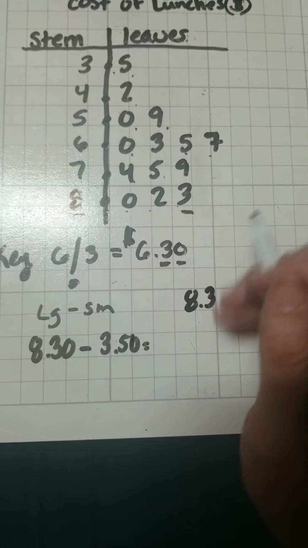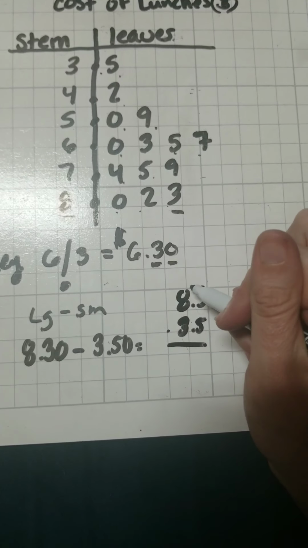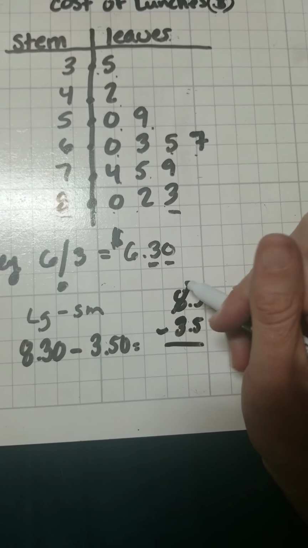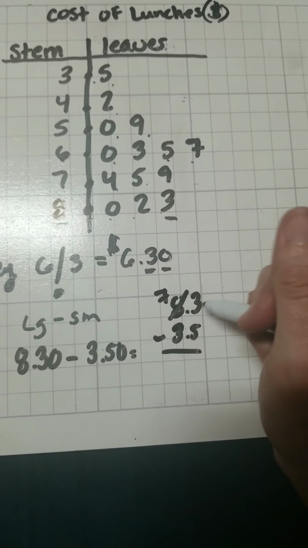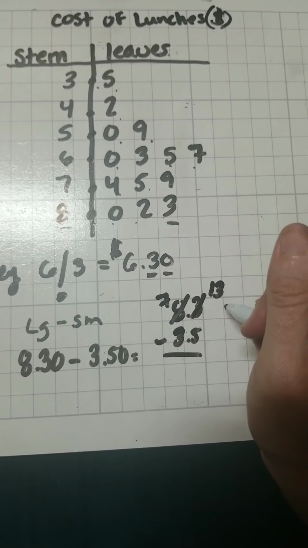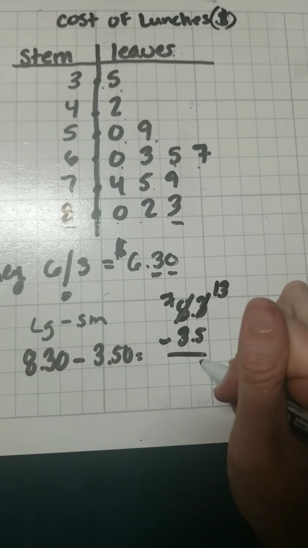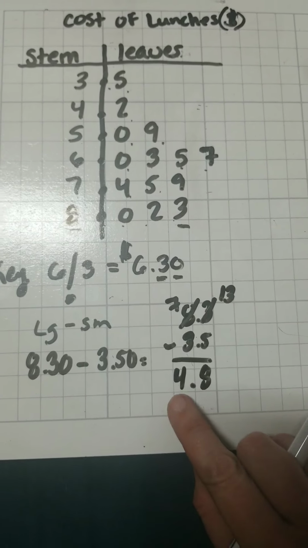I'm going to take the 2 zeros off of the ends because we don't actually need them. They're really just placeholders. And then I'm going to borrow. So I'm going to basically take this dollar and borrow it, turn it over here, and then add some more dimes to this. So instead of 3 dimes, now I have 13 dimes. 13 minus 5 is 8, decimal drop straight down, and 7 minus 3 is 4. So the range is $4.80.